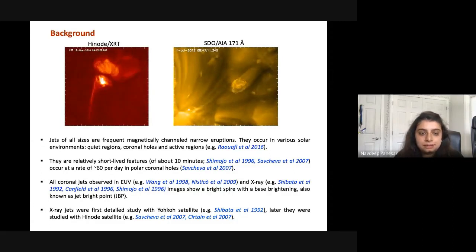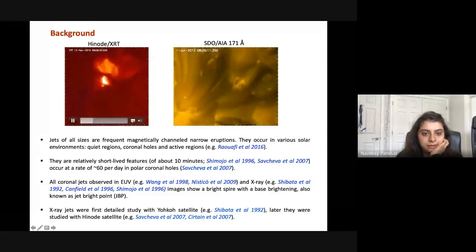Jets of all sizes are magnetically channeled narrow eruptions. They are observed in the solar corona. They are relatively short-lived features. On average, their lifetime is about 10 minutes. They occur in various solar environments, including quiet sun regions, in coronal holes. For example, this is an example of a coronal hole jet, and in and around the edges of active regions. This is an example of an active region jet.